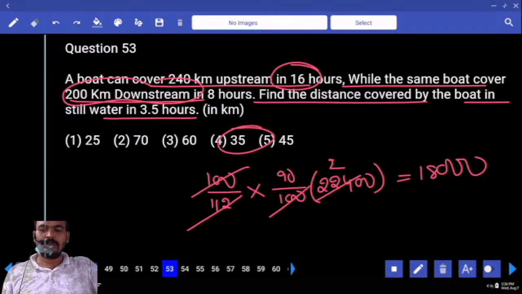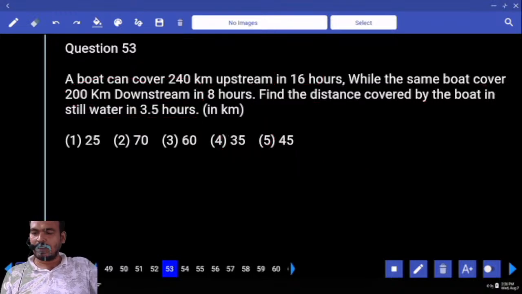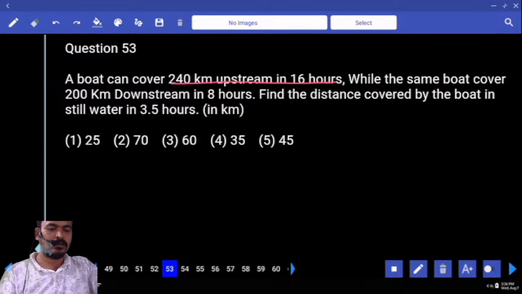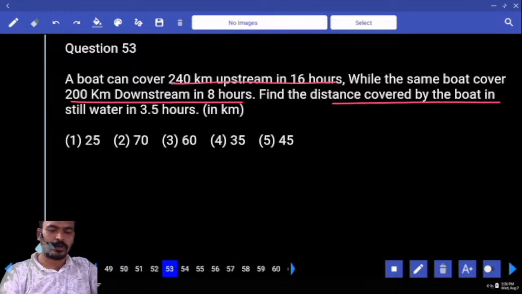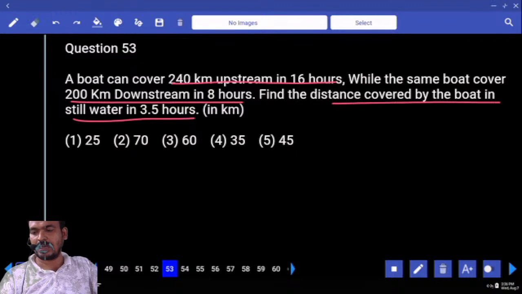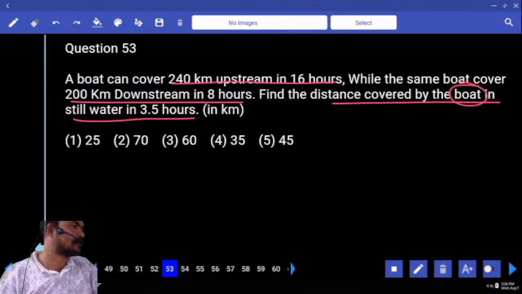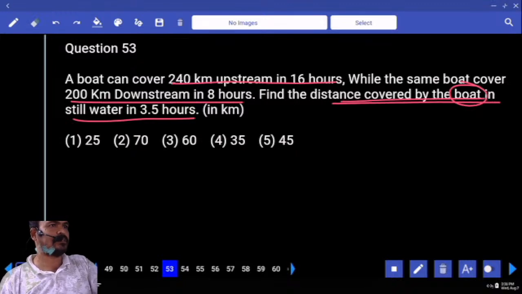A boat can cover 240 kilometers upstream in 16 hours, while the same boat covers 200 kilometers downstream in 8 hours. From the first one we get the upstream speed, from the second one the downstream speed. Find the distance covered by the boat in still water in 3.5 hours. Still water means we take only the m value or the s value? The m value. It says still water, so should we take m or m plus s?